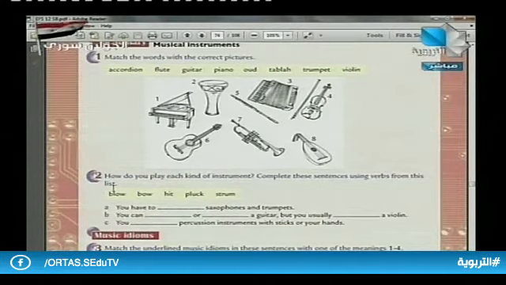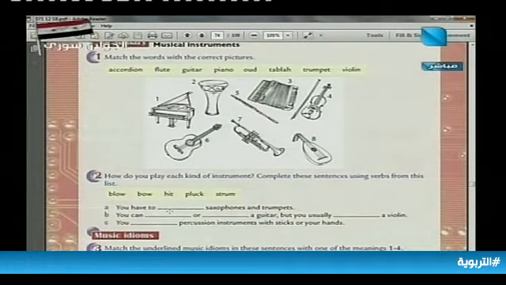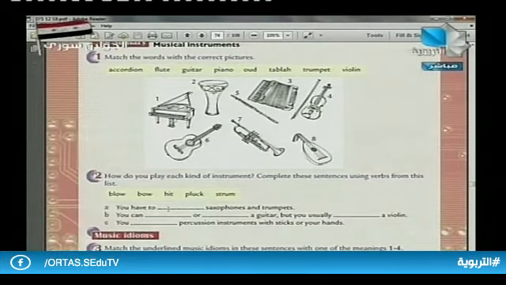You have to blow saxophones or trumpets. Why blow? Because we need air here. We need just air to make a sound on this instrument. So here we need to use the verb blow. You have to blow saxophones and trumpets. Yes. And the next one, Miss Ula?